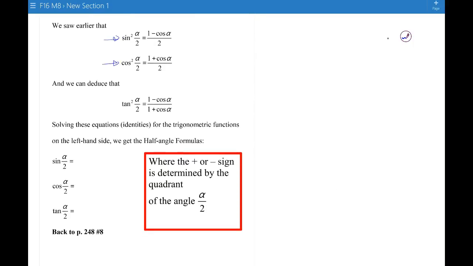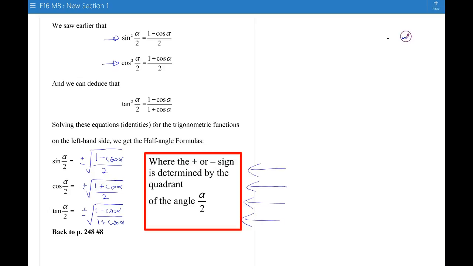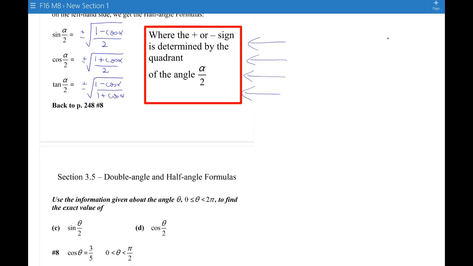So the sine of alpha over 2 is plus or minus the square root of (1 minus cosine alpha) over 2. And the cosine of alpha over 2 is plus or minus the square root of (1 plus cosine alpha) over 2. Tangent is going to be plus or minus the square root of (1 minus cosine alpha) over (1 plus cosine alpha). And the plus or minus sign, you have to decide after you figure out which quadrant alpha over 2 is in. So let's look at some examples.